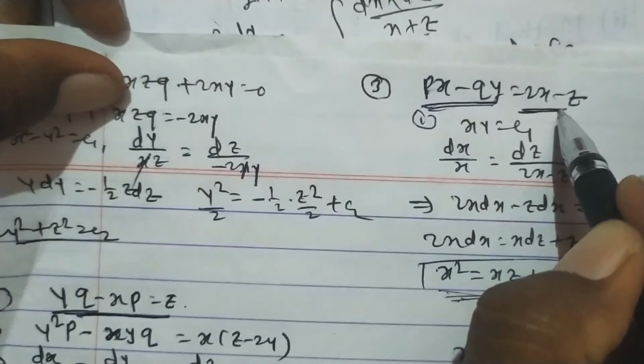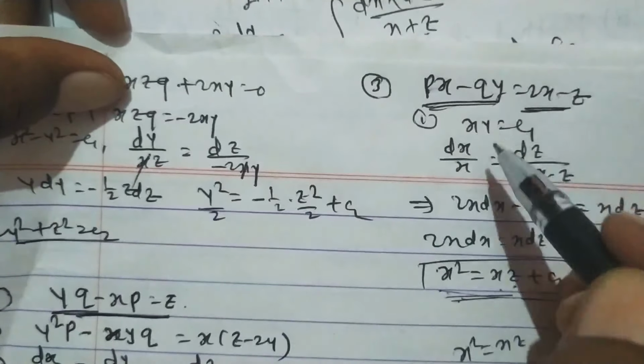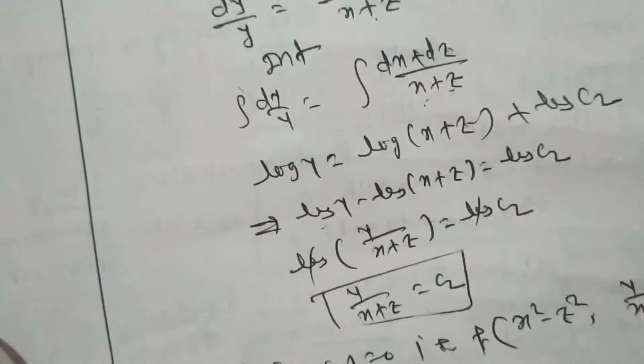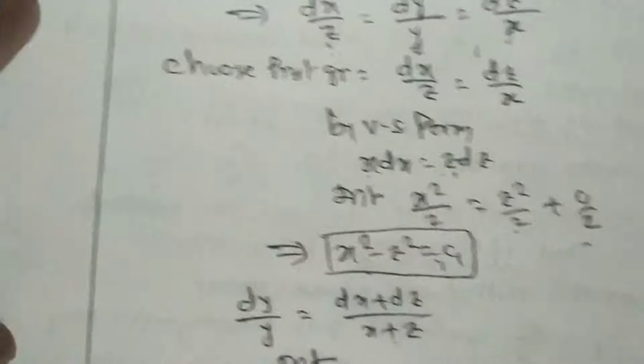So these are simple problems. Using the grouping method we can find both solutions here. In the next video we will take some problems on the method of multipliers.